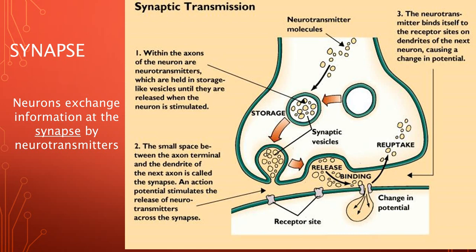So, what I want you to know is that neurons exchange information at the synapse by neurotransmitters. So it goes from an electrical charge to a chemical charge back to an electrical charge. Okay, very fancy. And these never actually touch. There's a space right there, a gap right there.